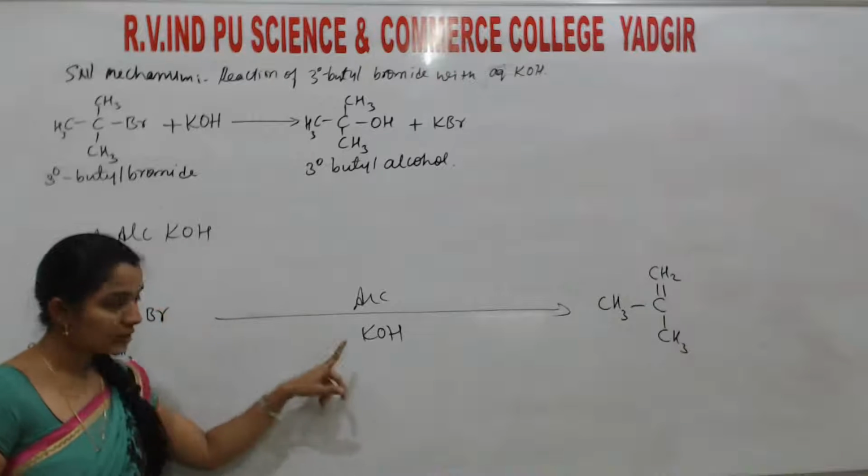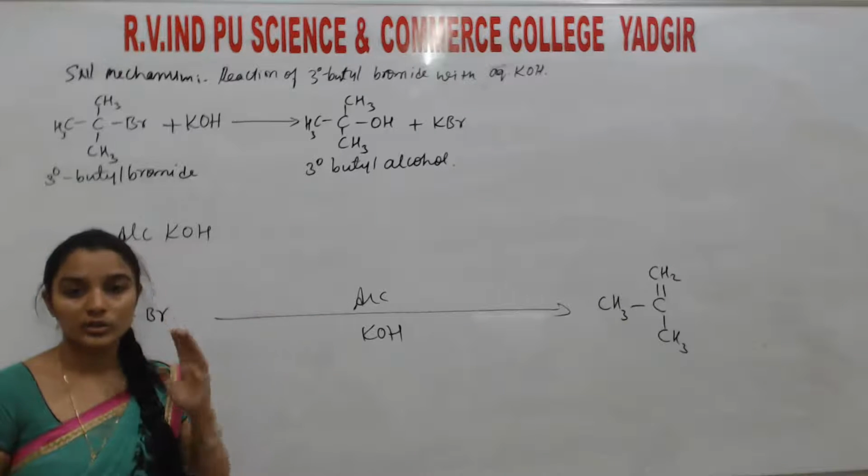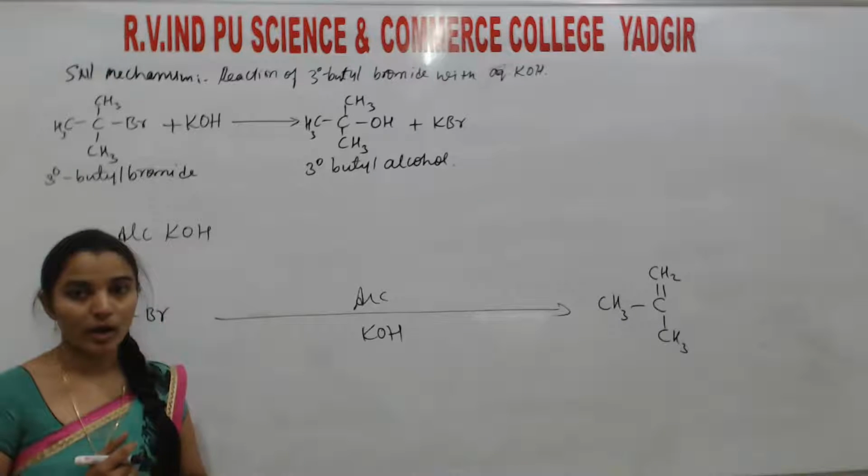Dehydrohalogenation: hydrogen is removed, halogen is also removed. At the same time, a water molecule is also removed. That is important for 1 mark.